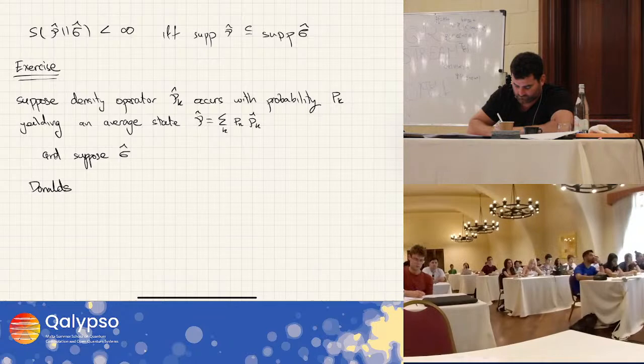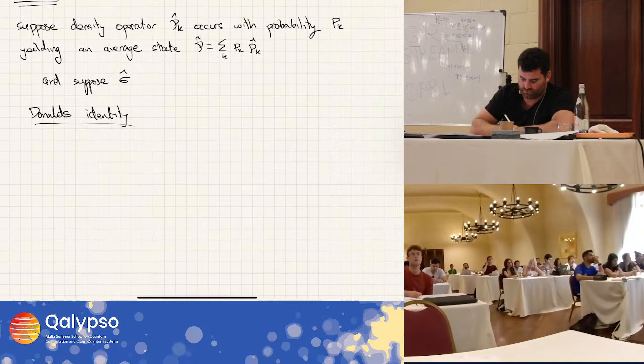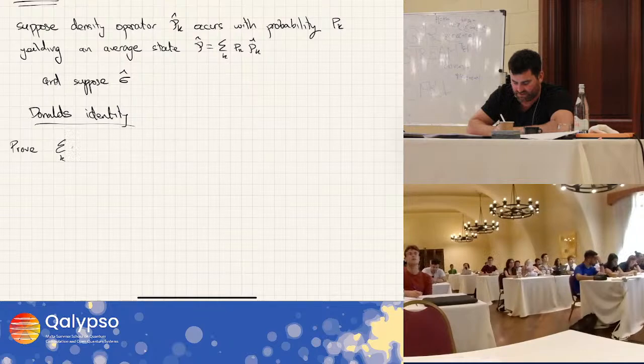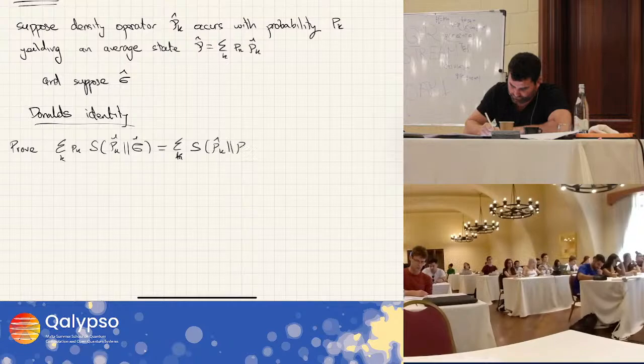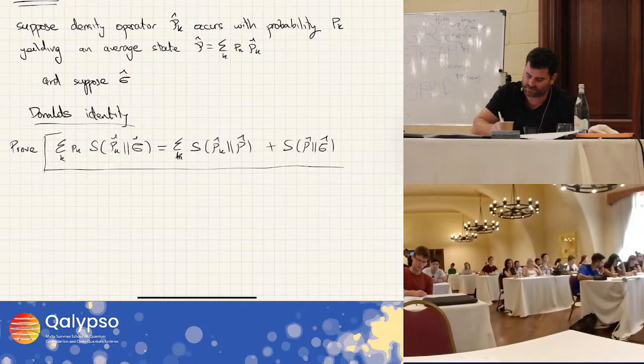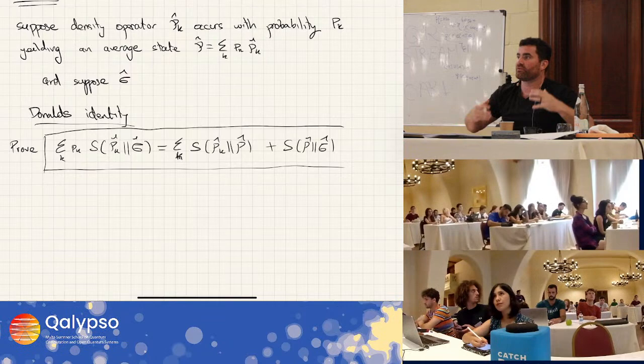Prove that the sum over k of pk S(rho k || sigma) is equal to the sum over k of pk S(rho k || rho) plus S(rho || sigma). Okay, this is called Donnell's identity. It's a pretty easy few lines, and it'll help familiarize yourself if you're not that familiar with working with relative entropies. So have a go at it in your own time.